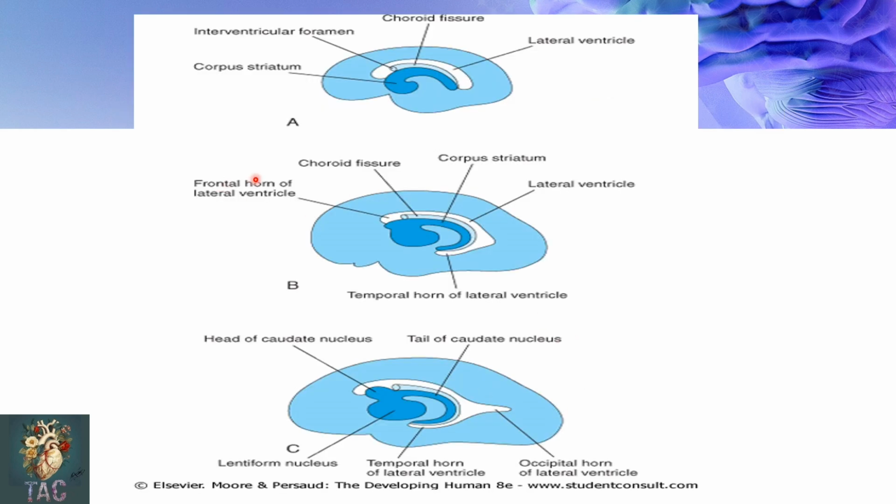In this diagram, you can see this is the interventricular foramen, and then the choroid fissure is present. This is the corpus striatum which is developing. This is the lateral ventricle. In this diagram, you can see the frontal horn of the lateral ventricle and its temporal horn. This is the corpus striatum which is developing, and here you can see the choroidal fissure. In this corpus striatum, you can see this is the lentiform nucleus, and this is the caudate nucleus and its tail. And these are the different parts of the lateral ventricle: the temporal part, the occipital part, and also the frontal part of the lateral ventricle.